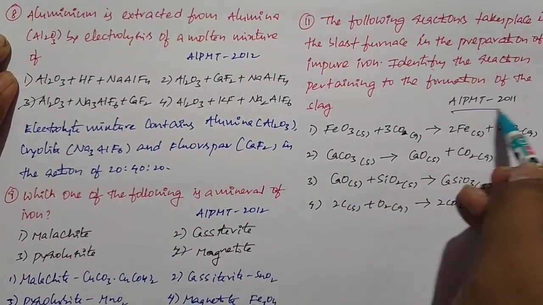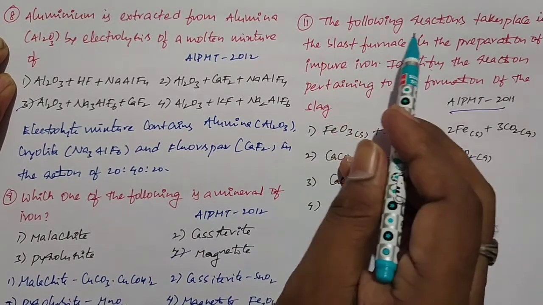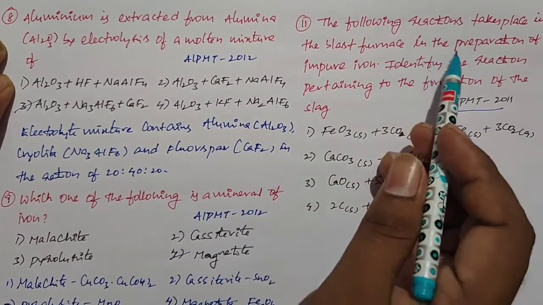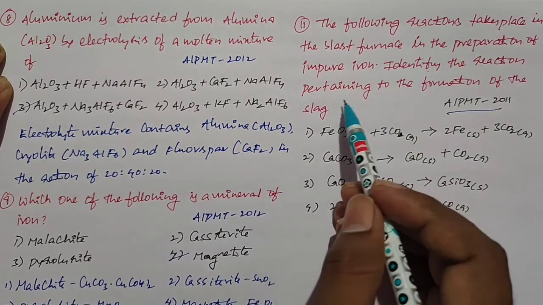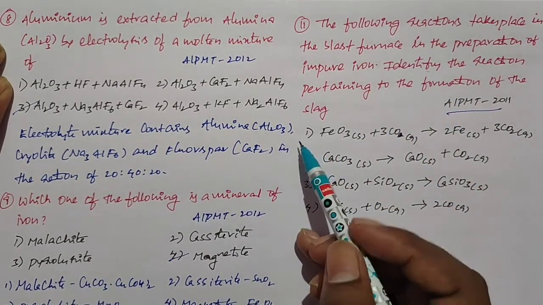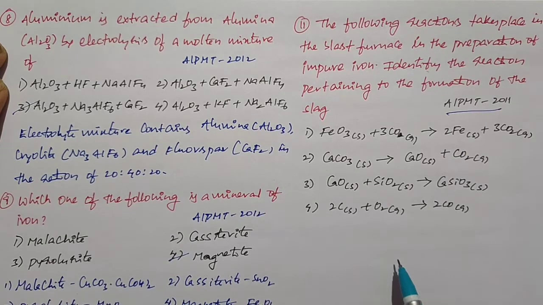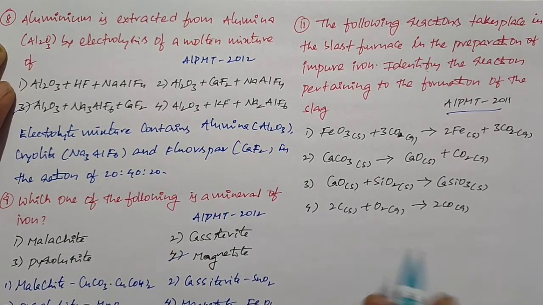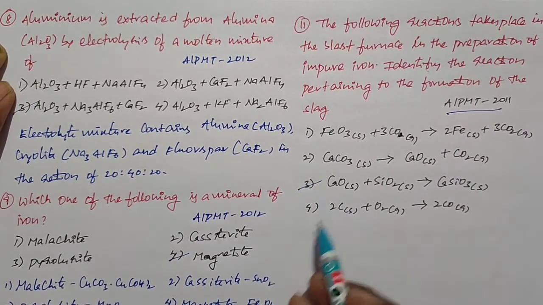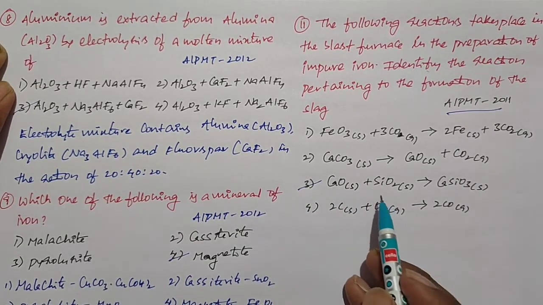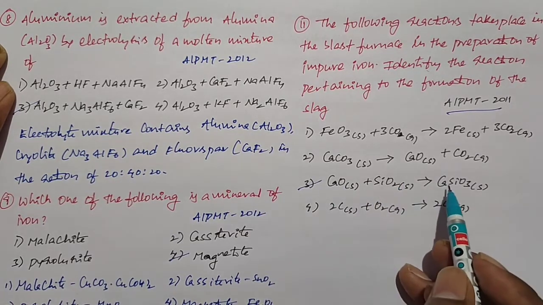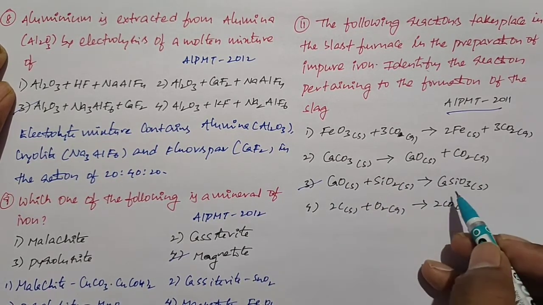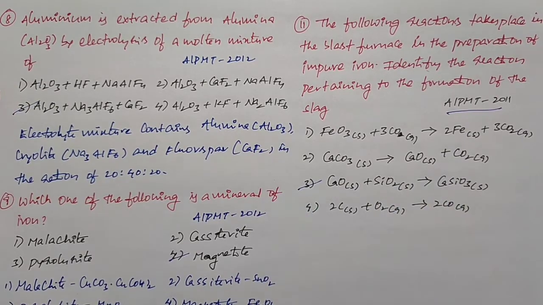So this is the next question. This question is given in the All India Pre-Medical Test 2011 paper. The following reactions take place in the blast furnace in the preparation of impure iron. Identify the reaction pertaining to the formation of the slag. Actually slag is a mixture of flux and matrix. Calcium oxide reacts with silicon dioxide and forms calcium silicate in the form of slag. So the third option is the right option for the given question.